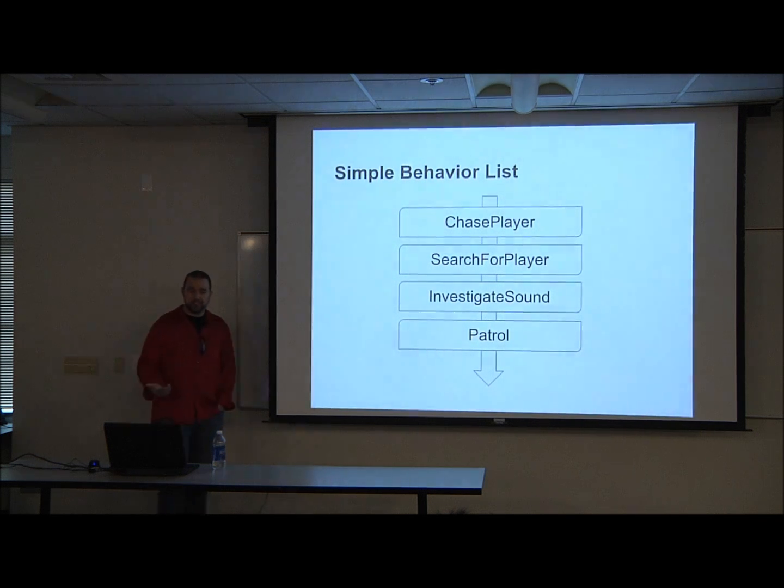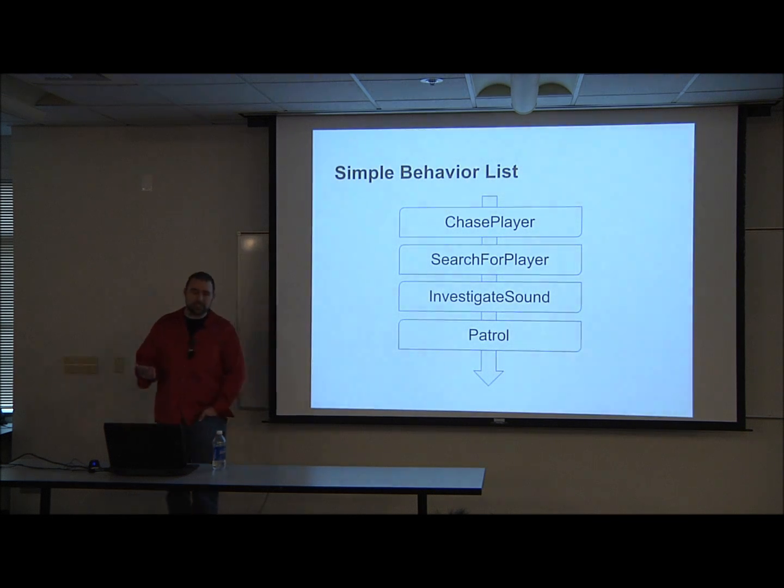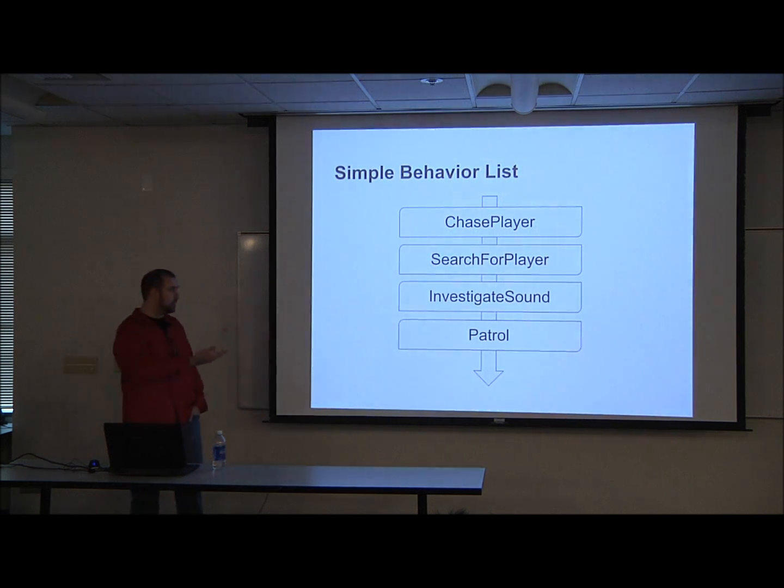If it does not see the player, however, it's going to go through the list. So for search for player, for example, we might set its active condition to be if we saw the player but have just lost him. In that case, it's going to go, I saw the player right there, but he just went around that corner and I don't see him anymore, so I'm going to push an action to walk over to that corner where I just saw him, and set myself as blocking so that investigate sound and patrol don't run.